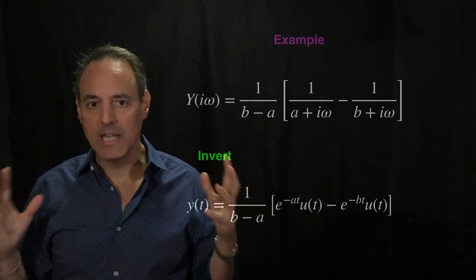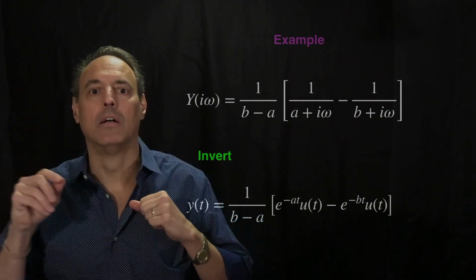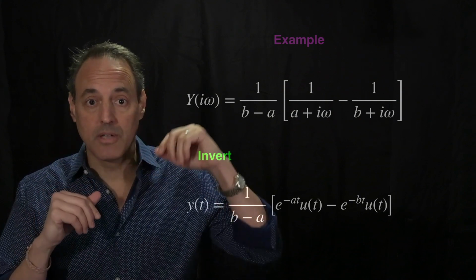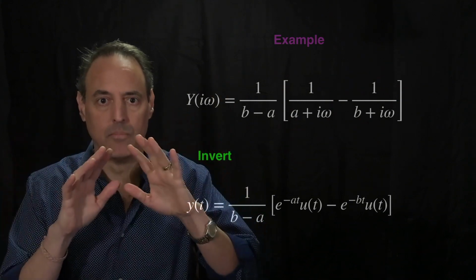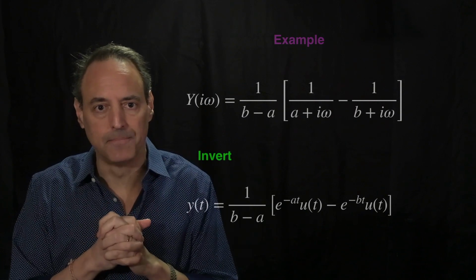And notice all I did was I took my signal and Fourier transformed it. I took my fundamental response and Fourier transformed it. Multiplied the two transforms together, and then just inverted that.